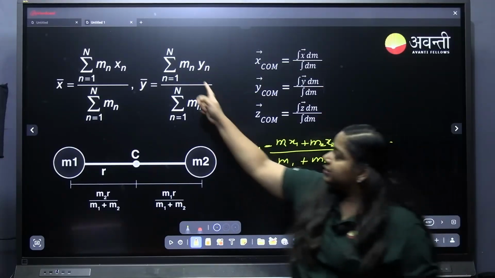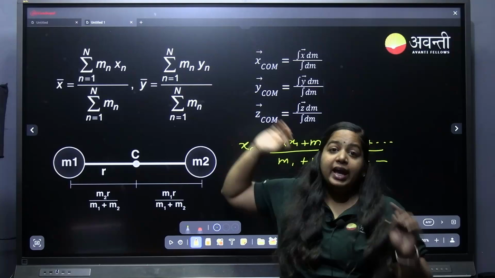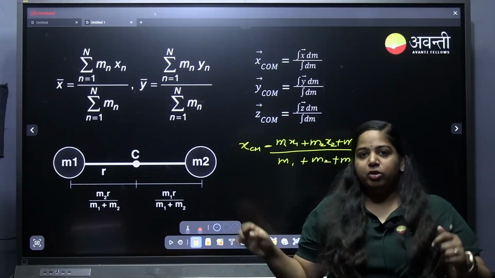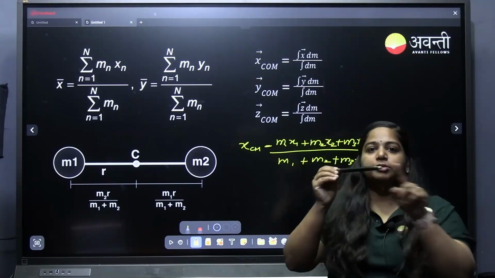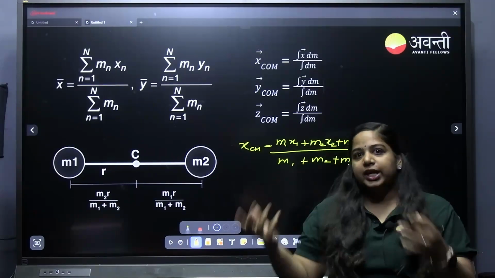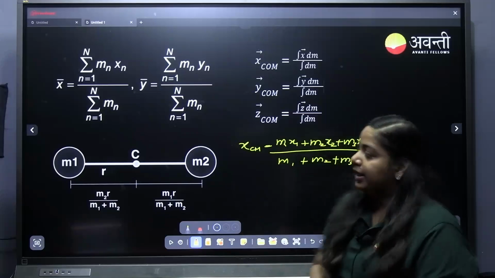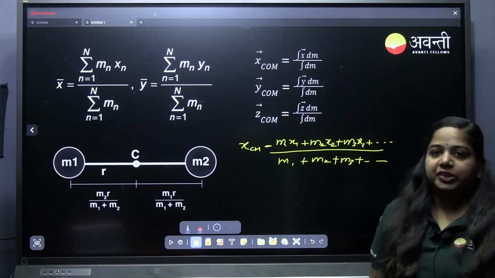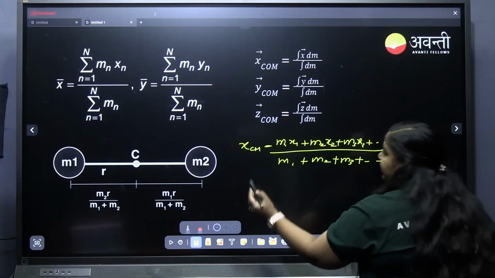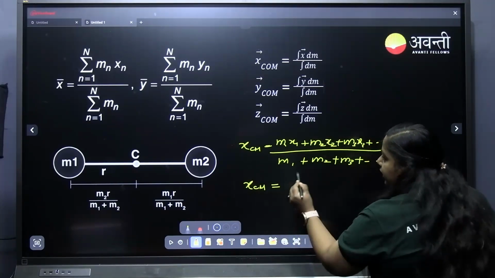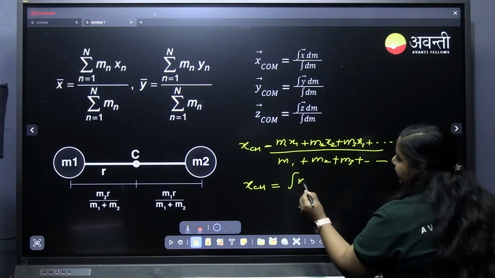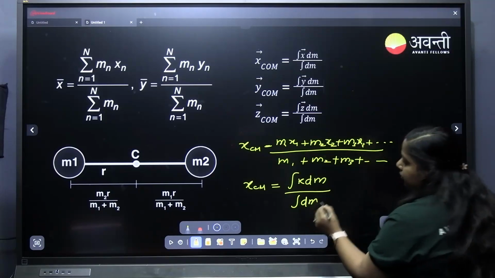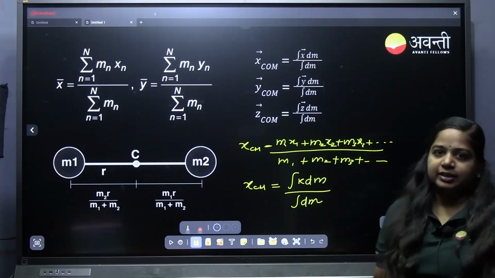Okay, summation means n number of particles are there, so this gives the center of mass. Now instead of a number of particles we are talking about a continuous body like a pen or a desk or chair. These are continuous mass distributions. In that we cannot use summation. Summation will transform into integration. Okay, so xcm will become integral of x dm divided by integral dm. Okay, it will be modified like this.